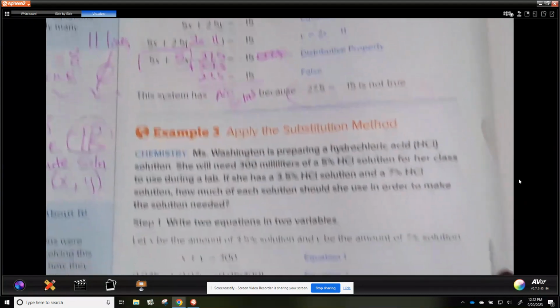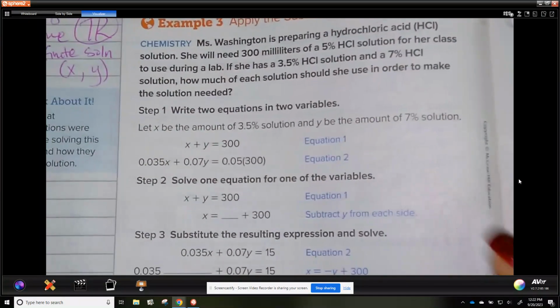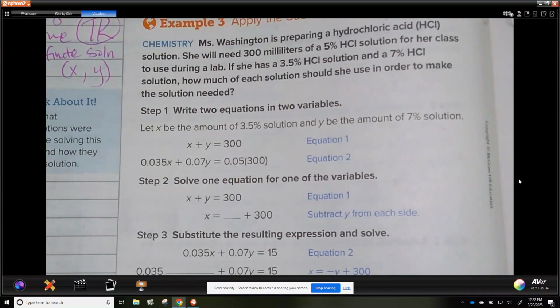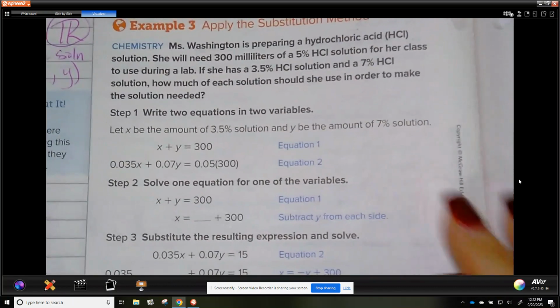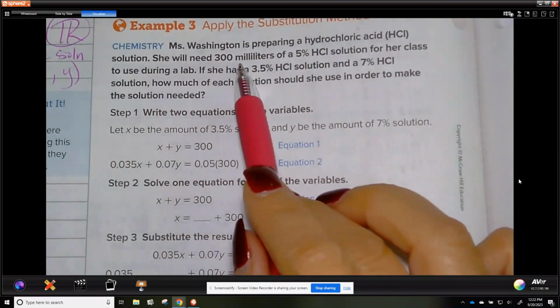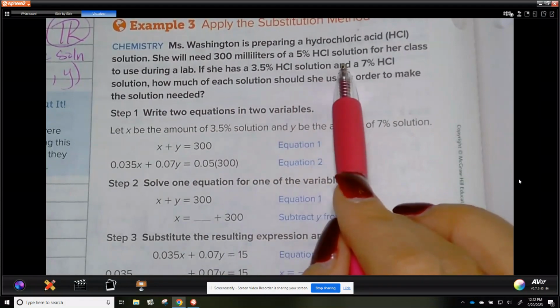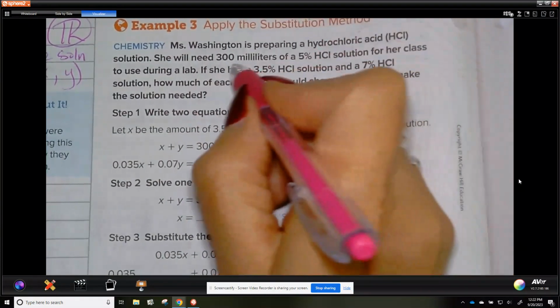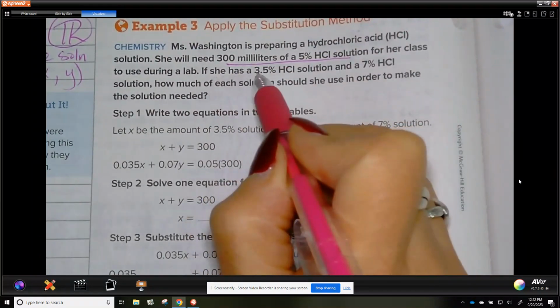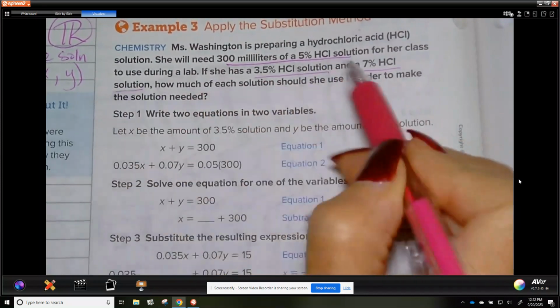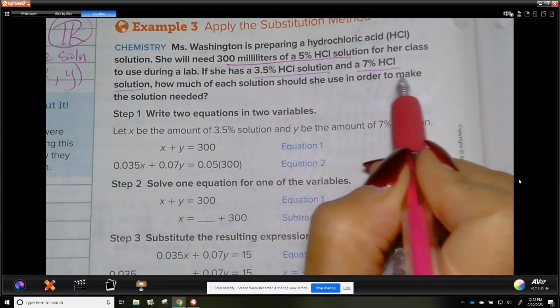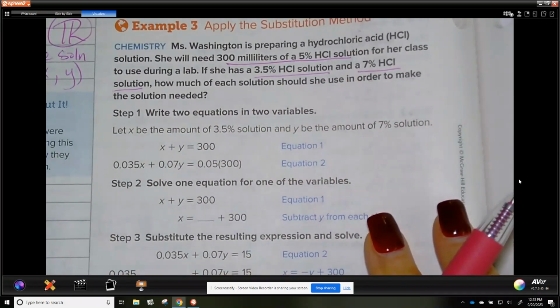Okay, so now we're going to apply the substitution method. And if you are in chemistry, you definitely are going to be doing stuff like this. If you're in physics, you definitely did this last year. But Miss Washington is preparing a hydrochloric acid solution. She'll need 300 milliliters of 5% hydrochloric solution for a class using a lamp. And she has a solution that's 3.5% and a 7%. How much of the solution should she use in order to make the solution needed?